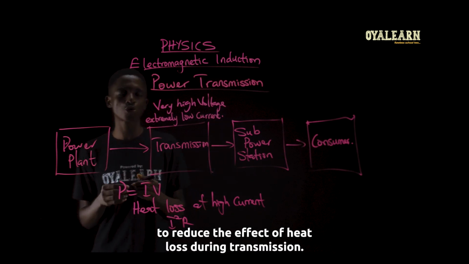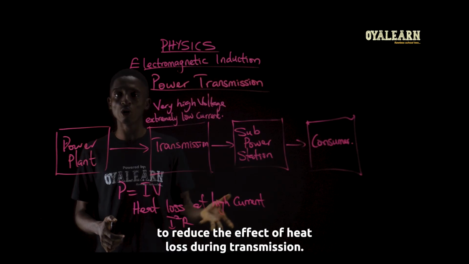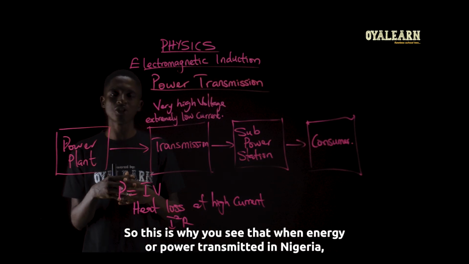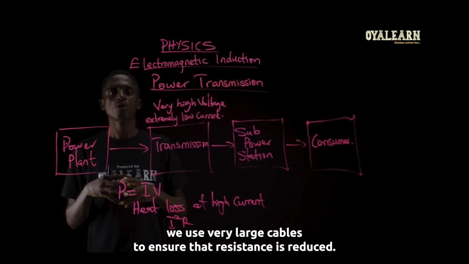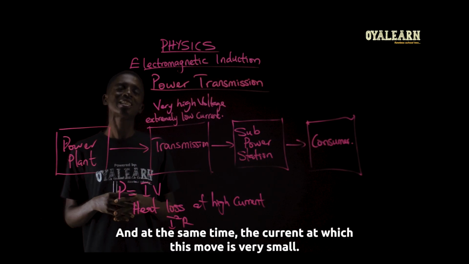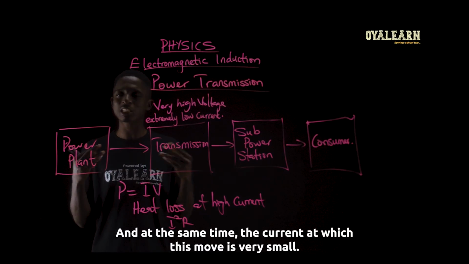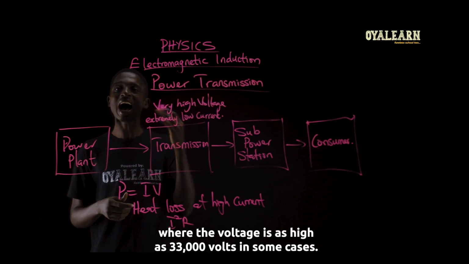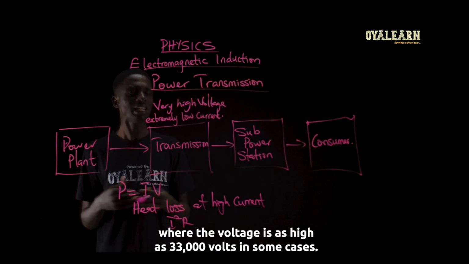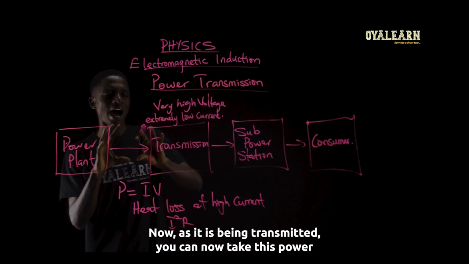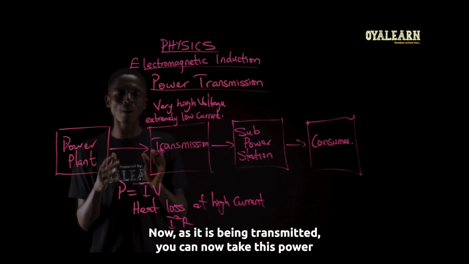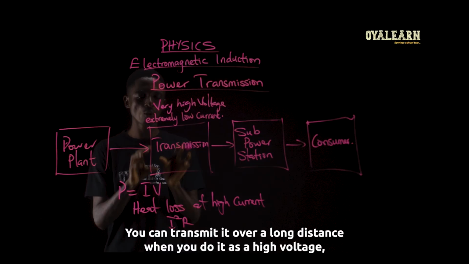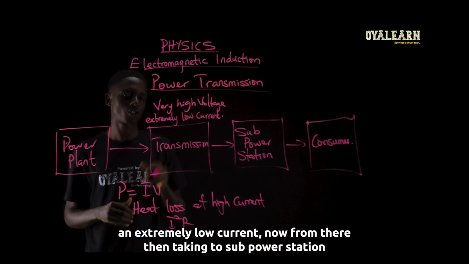Now, this helps us to reduce the effect of heat loss during transmission. This is why when power is being transmitted in Nigeria, we use very large cables to ensure that resistance is reduced, and at the same time the current at which it is moving is very small. I'm talking about 0.00 something current, where the voltage is as high as 33,000 volts in some cases. As it is being transmitted, you can take this power from the power station and transmit it over a long distance when you do it at high voltage and extremely low current.